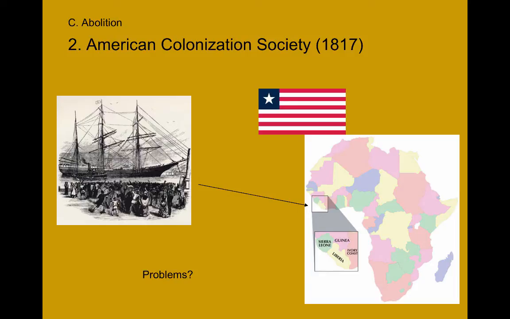And then once the slaves are set free, then the goal of the society is to put them on boats and ship them back to Africa to create a colony of American freed slaves in Africa called Liberia. And so here we see the flag of Liberia today. It has American origins, and that's why it looks like the American flag. In fact, even the capital of Liberia was Monrovia, named after James Monroe, the President of the United States at the time. So this was a noble idea to free slaves, but there were many problems with this.